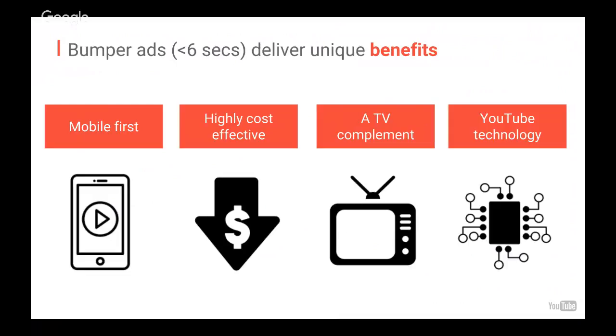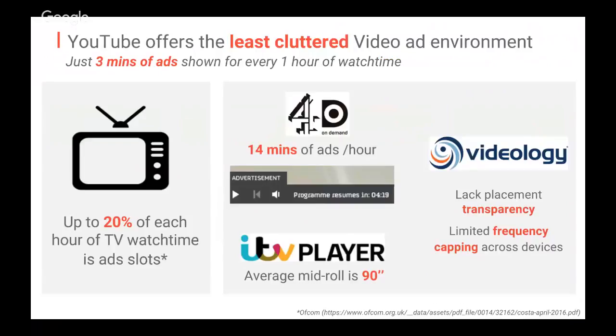They're also a fantastic complement to TV. Unlike TV, which only lets you buy by demographics, YouTube allows you to leverage signals, as Katrina took you through, to buy against high intent audiences, interest categories, similar tos, and so on. And crucially, bumpers benefit from all of YouTube's technologies. On top of this, YouTube offers the least cluttered ad environment. So it's just 3 minutes of ads for every 1 hour of watch time.